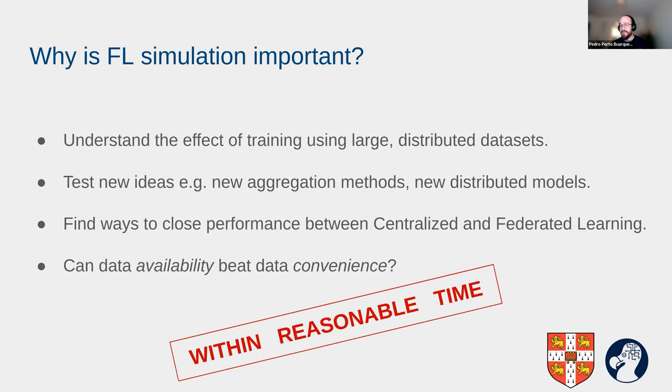And maybe with these ideas, what you really are trying to do is to close the existing gap between centralized training and federated learning. We know that from reading papers in federated learning, sometimes people will report their results on centralized training. And this is usually better performing when you compare it to federated learning. And that leads us to a kind of ultimate question that at least I want to answer, which is, can data availability, meaning all the data that you can unlock with federated learning, possibly beat the convenience of being able to train everything centralized? Could we actually outperform centralized learning?